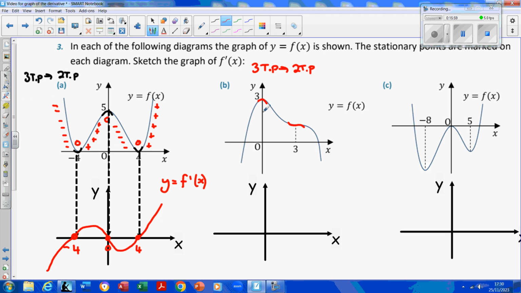So we'll drop down the zeros. So there's my stationary points, the gradient of the tangent is 0 at the stationary points. So we'll drop them down onto the x-axis. That should be right on 0. That one is there. So that one should be at 0, it's a wee bit out. And that one should be at 3.